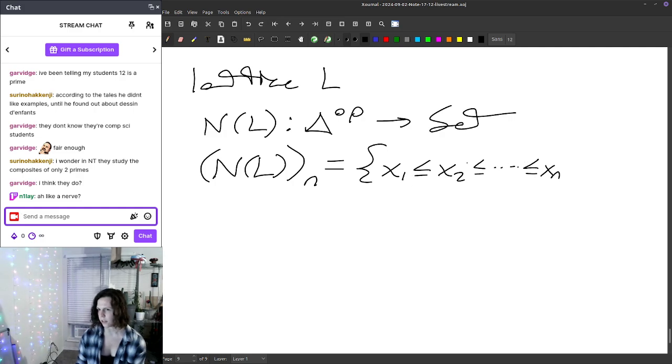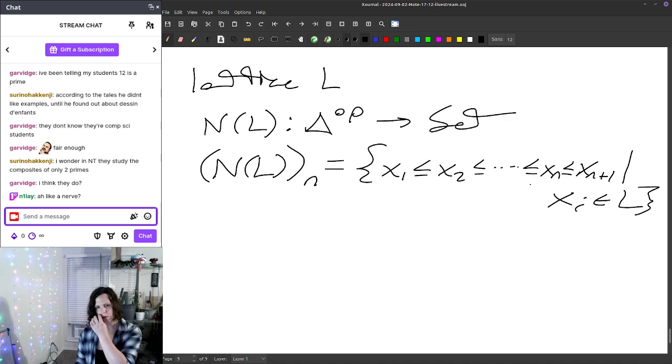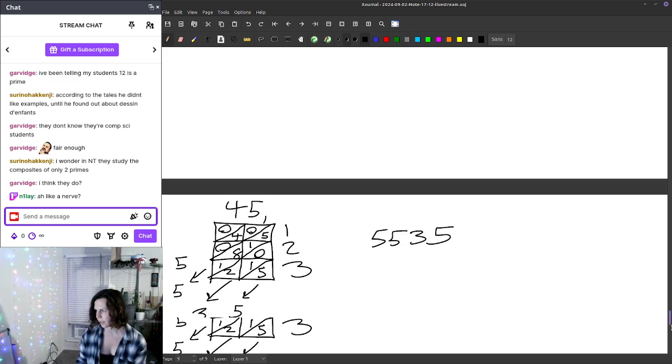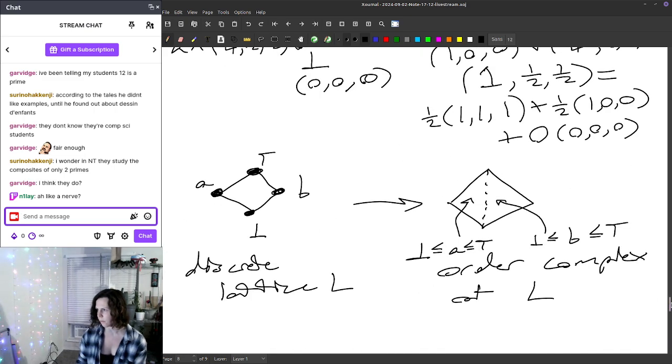Oh, okay, so you already know. I have to make sure I get the right number of these less than or equals. Okay, I guess I actually want n plus 1, such that all the xi's are in my lattice. And so the n-dimensional simplices are the chains of length n, and that's exactly what I had talked about up here, right?